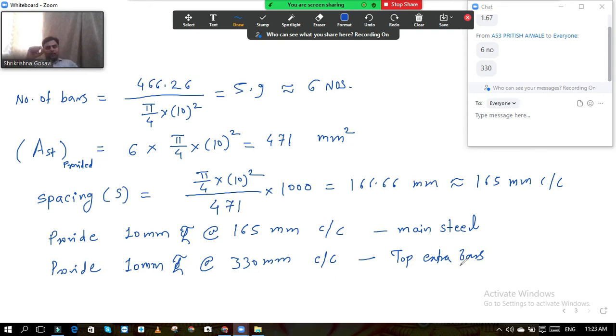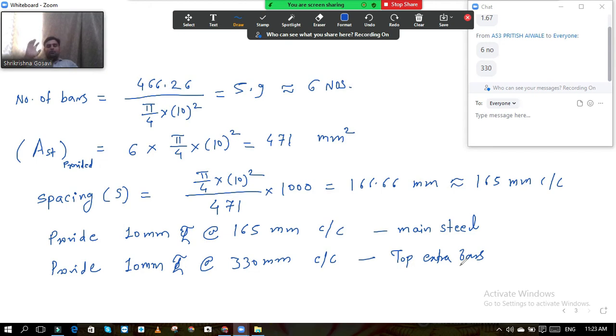We have calculated the maximum bending moment, and after the calculation of maximum bending moment, we have provided the steel reinforcement, and the main steel bars for flight AB is 10 mm bar, about 165 mm center to center, and top extra bars also provided for AB. Up till now we have solved this problem.